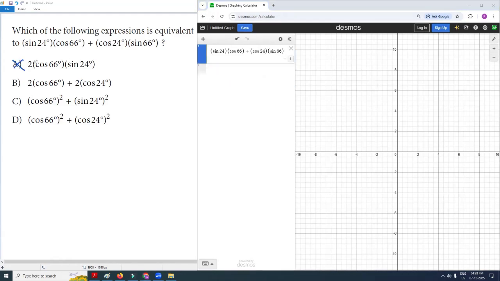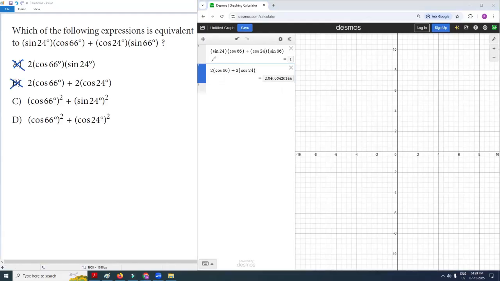Now let me evaluate the value of the expression in answer choice B, that is 2 times cosine 66 degrees, plus 2 times cosine 24 degrees. Here, for the expression in answer choice B, I don't get the value 1 that we have for the given expression. So we can reject answer choice B as well.